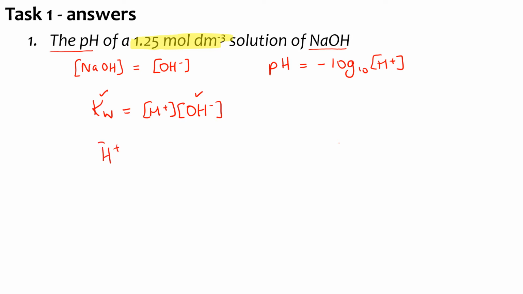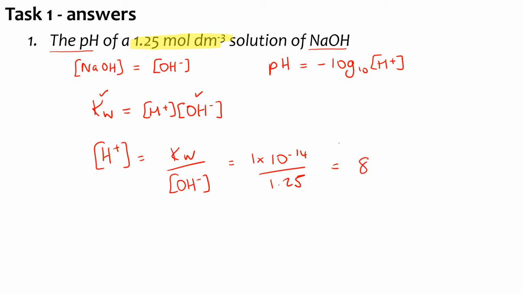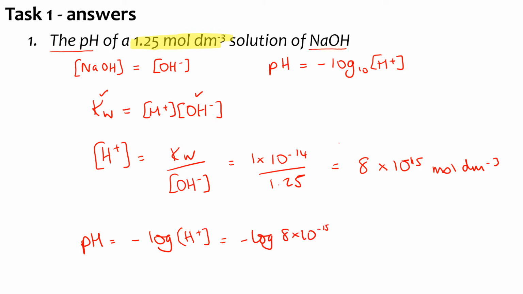So rearranging, concentration of H plus is Kw divided by the concentration of OH minus, 1 times 10 to the minus 14 divided by 1.25, and that gives us a concentration of 8 times 10 to the minus 15 for H plus. And therefore the pH is going to be minus log of the H plus concentration. So minus log 8 times 10 to the minus 15. And when you put that into the calculator, you get an answer of 14.10, again to 2 decimal places.